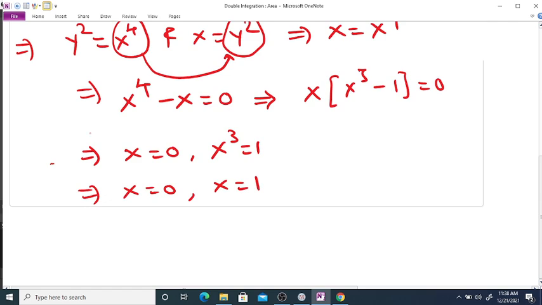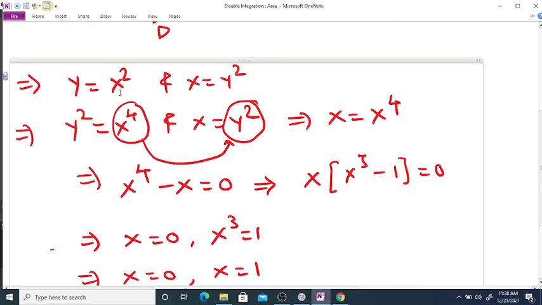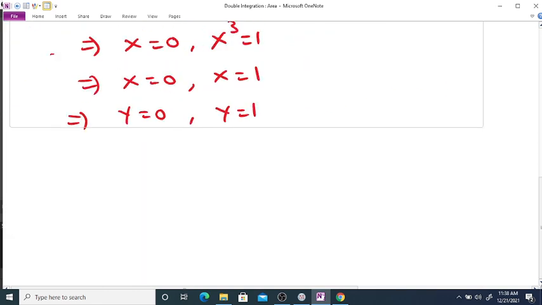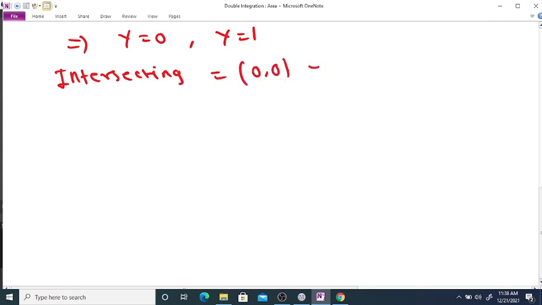So now x is equal to 0 implies y equal to 0, and x is equal to 1 implies y equal to 1. If you put this value in any one of these equations, then you can easily calculate the value of y. So here our closed region is bounded between, that is, the intersecting points are 0, 0 and 1, 1.